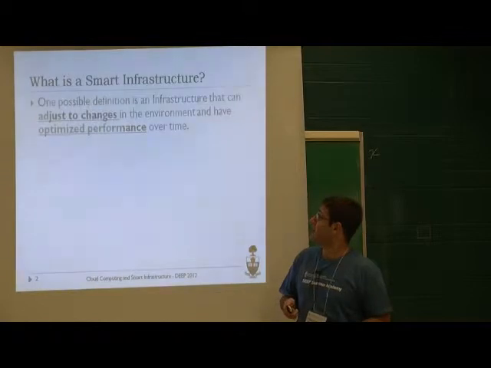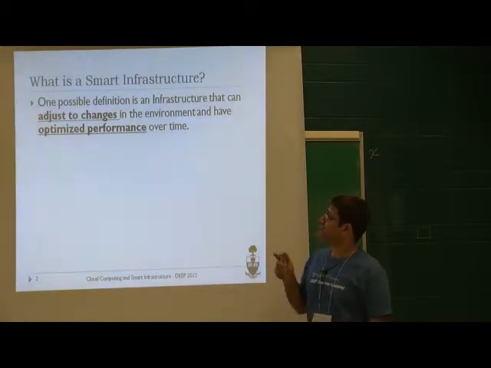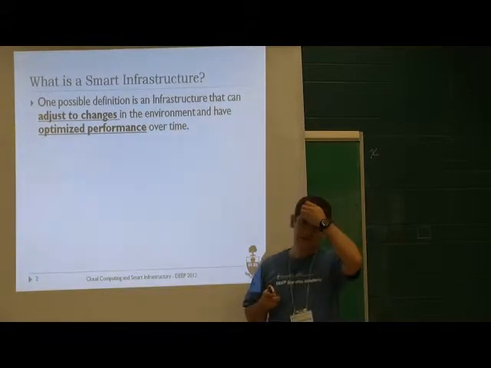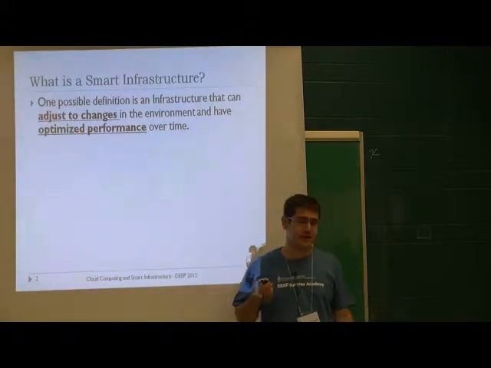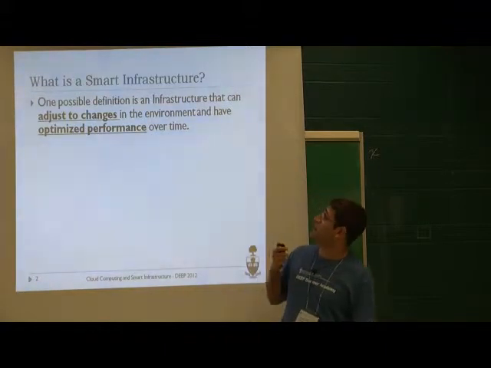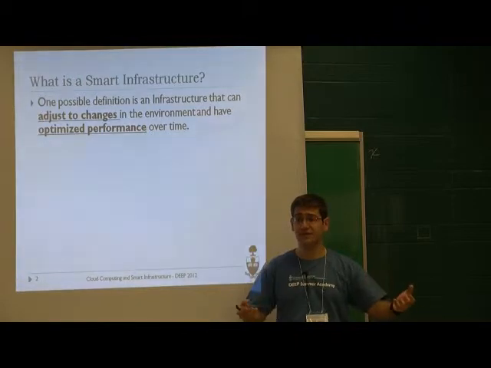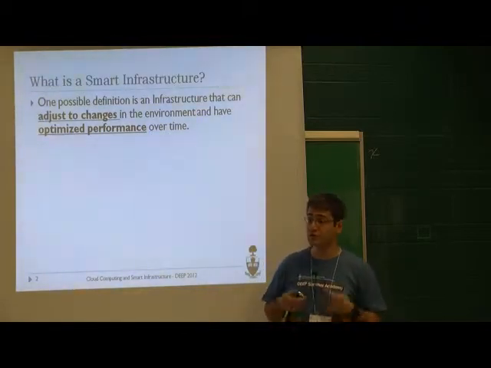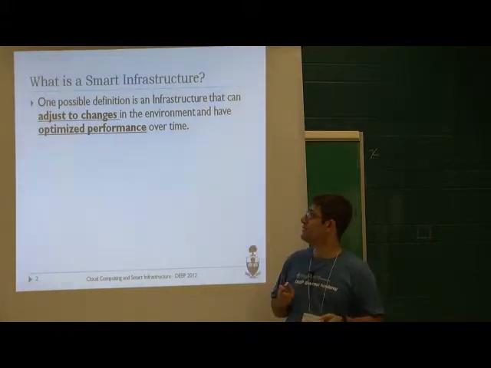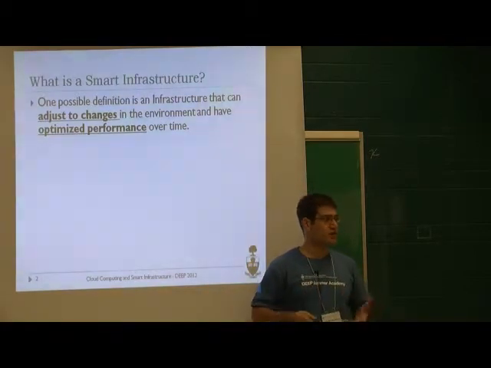So let's see, you have a few examples in a bit. One possible definition, I think I've made this up, is infrastructure that can adjust to changes that are happening in the environment so that it will give you good performance. It will give you improved performance. Or a better word is optimized performance. So the best performance whenever these changes are happening.